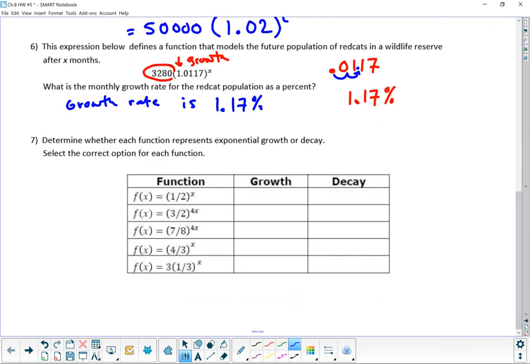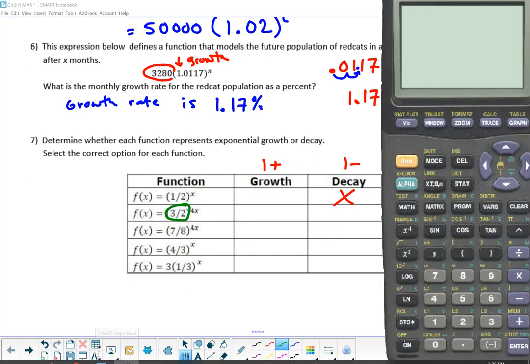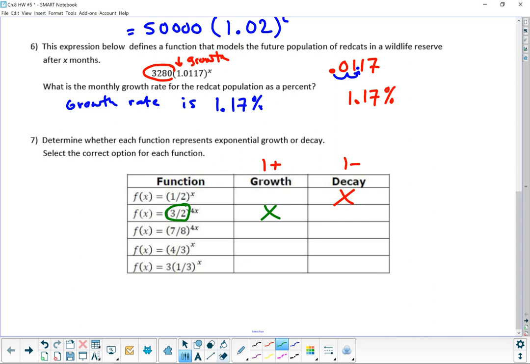Determine whether a function represents exponential growth or decay. Remember, growth is just bigger than 1, right? So it's just 1 plus. Decay is going to be less than 1, or we call it 1 minus. So 1/2, you look at this, 1/2 is going to be a decay because it's less than 1. 3/2, 3 divided by 2. If you use a calculator, you don't know, so it's not always a fraction. If you go 3 divided by 2, you get 1.5. So that's a growth because it's bigger than 1.